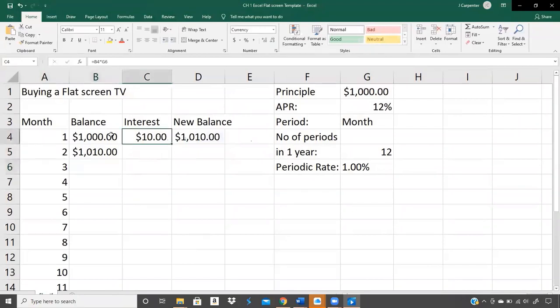So for some reason, let's say the principal was $5,000 over here. The interest will change, the new balance will change for month 1, and the original balance for month 2 will change. Boom, look at that. Now the interest is $50, 5 times as much because 5 times the balance. So the new balance is $50 more, and it linked and it copied perfectly.